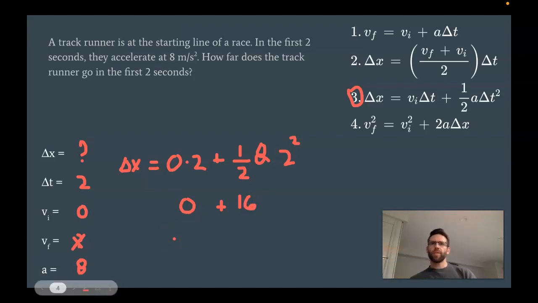So in the first 2 seconds of a race, this person has gone 16 meters. And that doesn't seem bad. They still have another 84 meters to go if they're running a 100-meter dash. But again, this is something that an athlete might look at to see what can I do to make sure that in my first 2 seconds I'm getting off the block really well, and I set myself up for a good position to win the race.